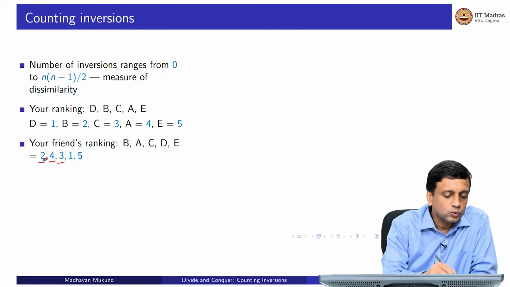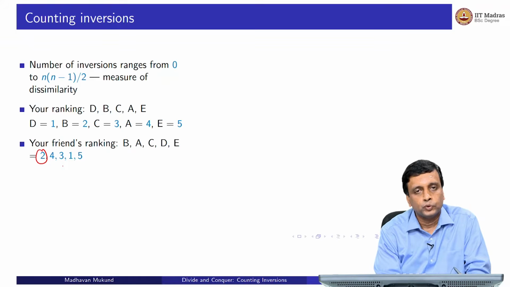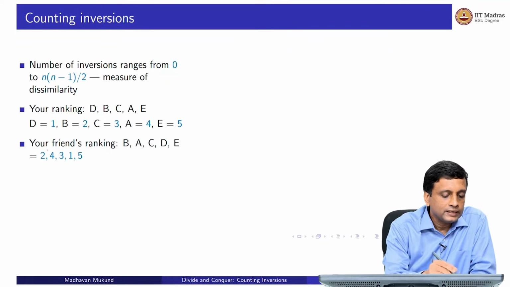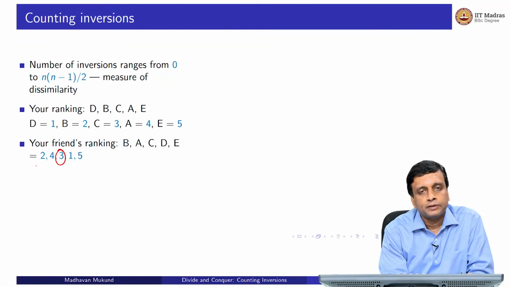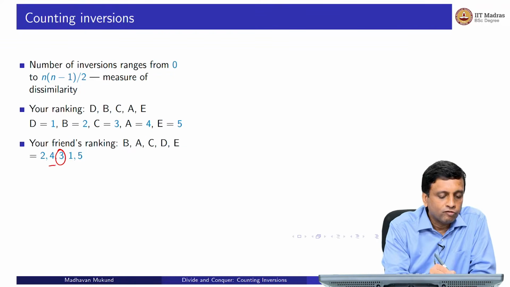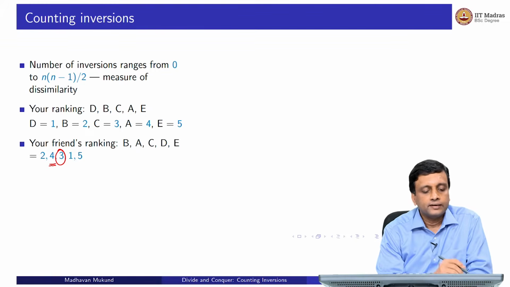Well, if I look at 2, then to its left there is nothing. So there is no number which is inverted with respect to 2 in this sense. What about 3? Well, in terms of 3, 2 is before 3, but 2 is smaller, so it's fine. But 4 is before 3 and this is an inversion, right? 4 should come after 3.